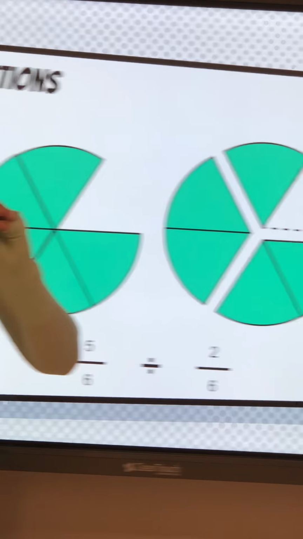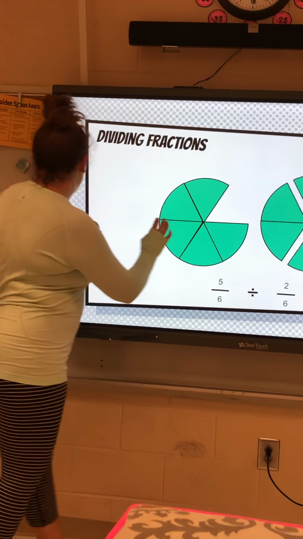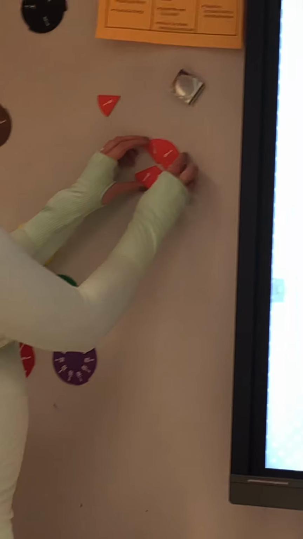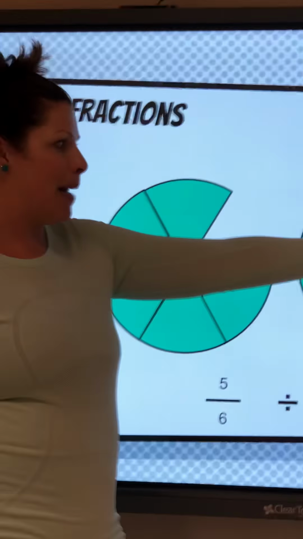Because I made a mistake, I'm going to hammer this home one more time. 5/6, this is what we're looking at. How many 2/6 are inside? 1 set of 2/6, 2 sets of 2/6, and then I have 1/6 left over. I want to make this, but I don't have it. I'm missing a piece, so there's the piece that I'm missing.